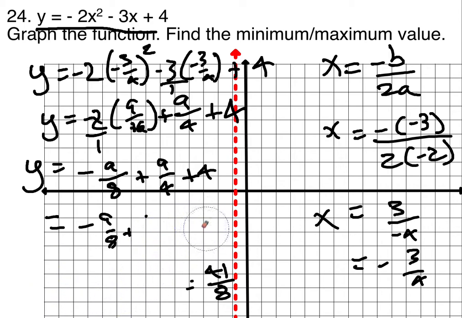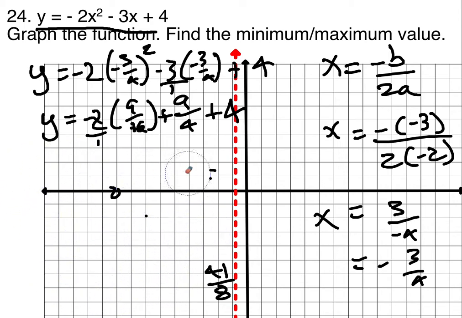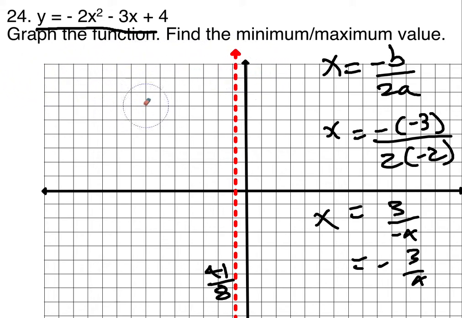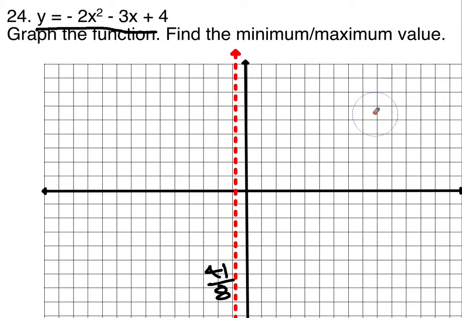So we got fractions for our x and y value of the vertex, and that's perfectly fine. A parabola can start anywhere. All right, so here we go. The vertex is at negative 3 over 4, comma 41 over 8.